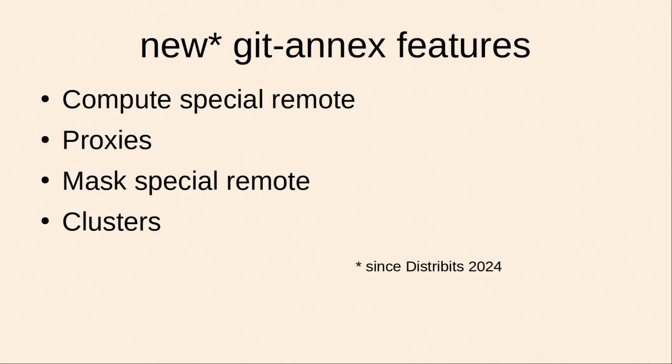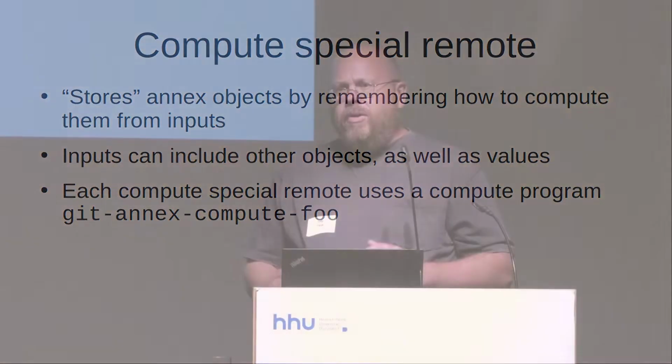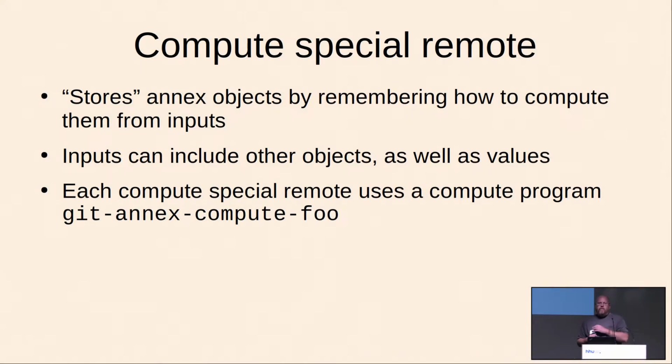But I'll just start, I think, with the compute special remote, since it's kind of germane to things that people are talking about here, like datalad run, for example. So the compute special remote, you can think of it as a repository, but it doesn't store a copy of the object. It remembers how to compute an object from some other inputs, which could be other objects, or maybe some other parameters that you need to pass to something. And git-annex doesn't know how to do a bunch of different computations. All it knows how to do is run a program, git-annex compute, with whatever the name you add to it. And you have to install this yourself. This isn't something git-annex provides to you.